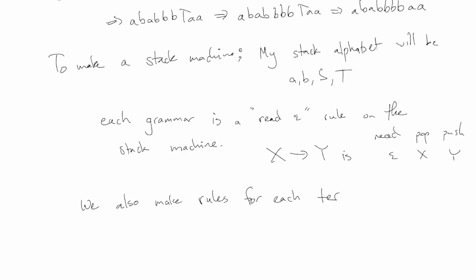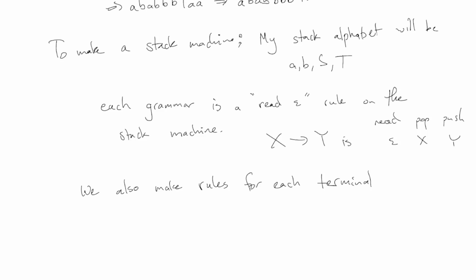for each terminal letter. Remember, in the grammar, terminal means like the little a and the little b, not something which can become something else, but something which ends. We also make rules for each terminal of this format: read A, pop A, push epsilon; read B, pop B, push epsilon. If you have more letters, you would put one of these rules for each letter. All right. But otherwise, that's it. So this is the entire method.